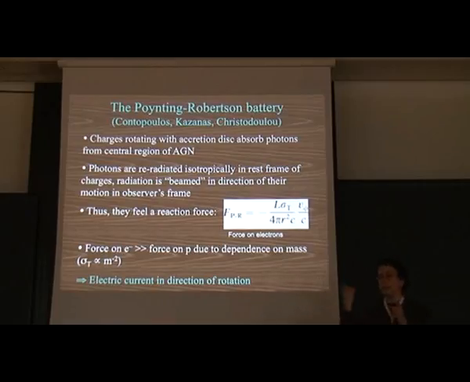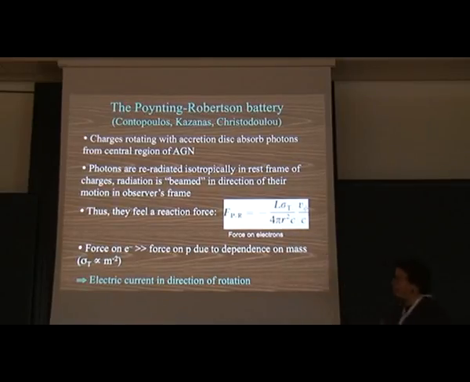You have your rotating accretion disk, and there are charges in there. If you imagine that those charges are absorbing photons from the central region, and then re-radiating roughly isotropically in their rest frame, that radiation will be beamed in the forward direction of their motion, in other words, in the direction of the rotation, and they will feel a reaction force and essentially be decelerated. Okay? And this force goes as the Thomson cross-section, which means that there's a 1 over mass squared dependence here. And that means that the force will be much greater on electrons than on protons in the disk.